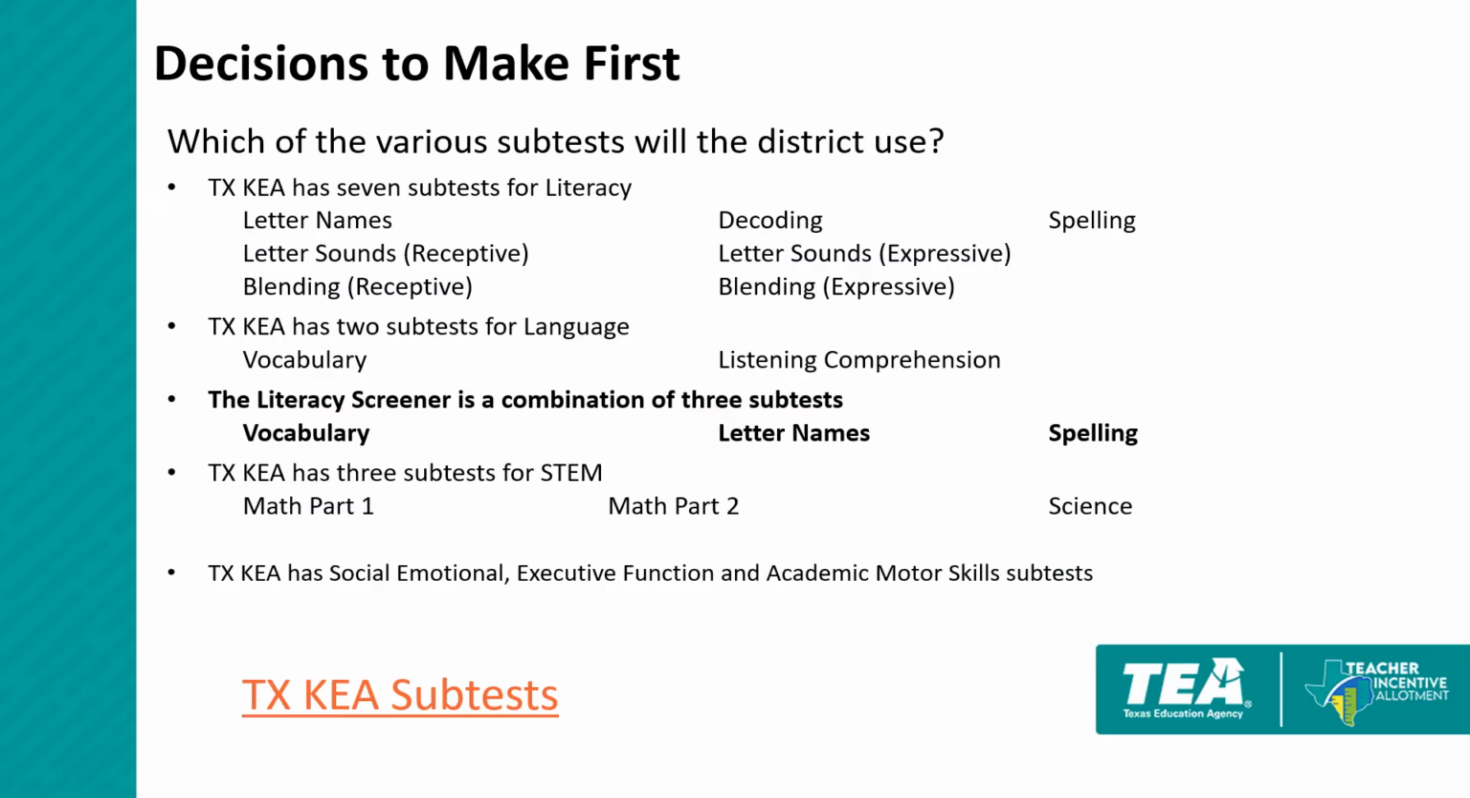Similar to the circle assessment as well, the first decision districts need to make is which of the various subtests they want to use for purposes of their TIA plan. There are a variety of tests and subtests to choose from. For a full list of all available tests that TXT-KEA offers, consult the link at the bottom of this slide.